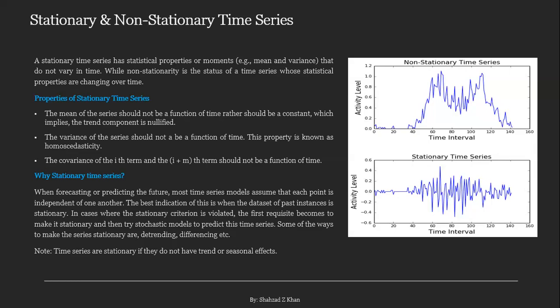Mean is the first degree moment, and the second is the standard deviation. Then skewness and kurtosis. Skewness is the third degree moment, and kurtosis is the fourth degree moment. So these are also called moments. We can apply statistical moments such as mean and standard deviation, and then we can see whether the data is stationary or non-stationary by plotting it.